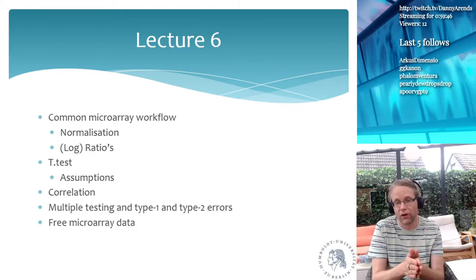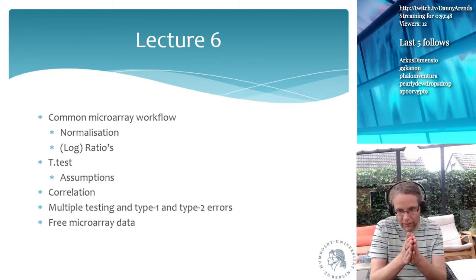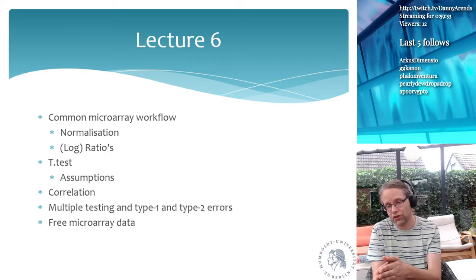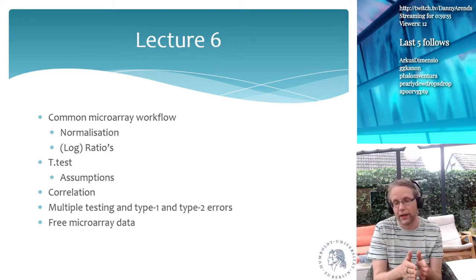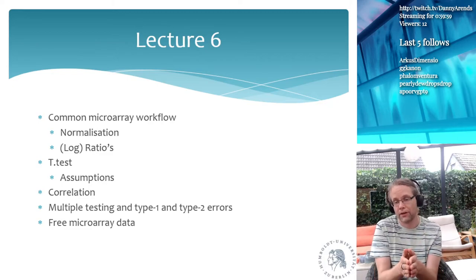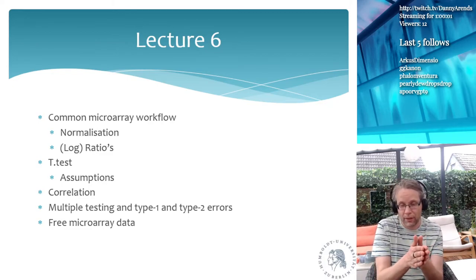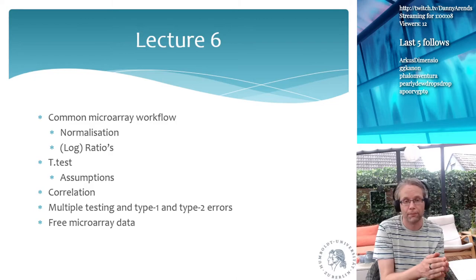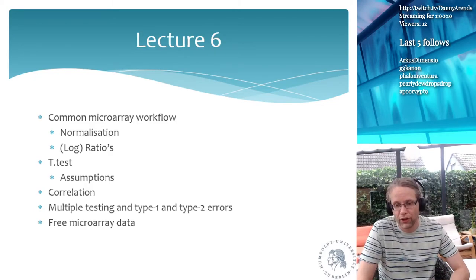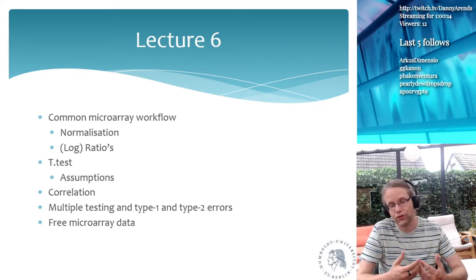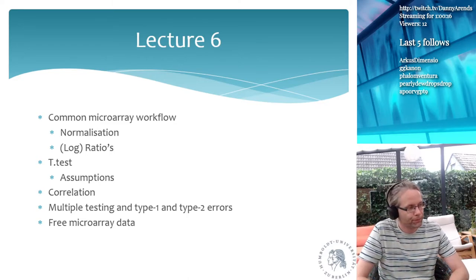So by taking the log 2, 1 becomes 0, half becomes minus one and 2 becomes positive one. So now it's symmetrical again, because now if you step from one to two, so from zero to one, you have a step of one. And if you take a step from one to half, you have a step of minus a half. But in logarithmic terms, you have a step of minus one. So the log ratios allow you to have a symmetrical distribution on the top as well as on the bottom.